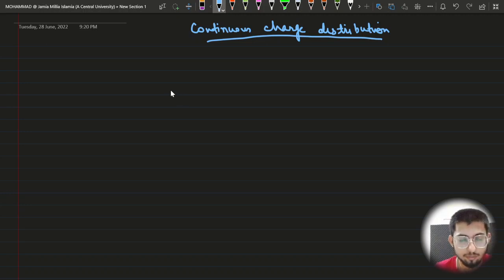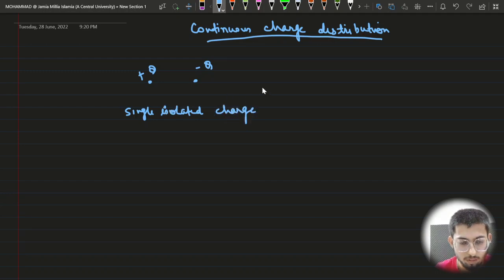So till now I studied about electric field and electric force between two charges. Generally, we took an isolated charge plus q, or another charge minus q. This is a single isolated charge. If it is a positive one, we can say that it can be a proton, and if it's negative, we can say that it is an electron.